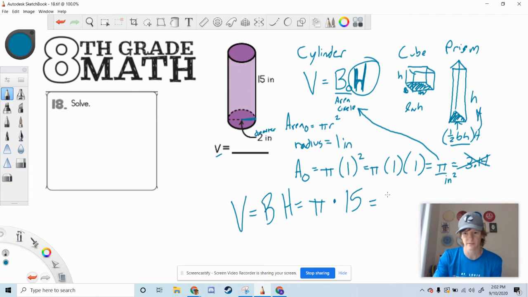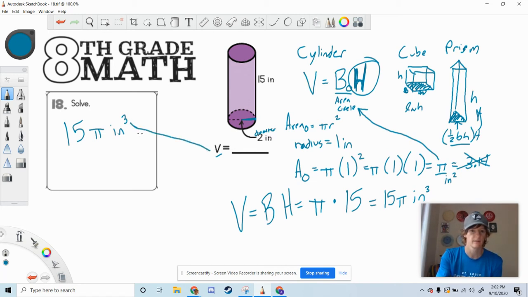A couple things we could do. We could write this as 15 pi inches to the third power, because volume, we're counting how many cubes, so inches cubed. So that's one way we could have our answer: 15 pi inches to the third power. Volume, again, is third power, always, because we had inches here, and another inches here. So that's 3 inches that we multiplied in this problem so far. So it's inches to the third power.